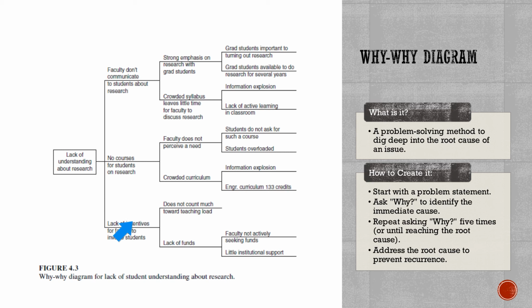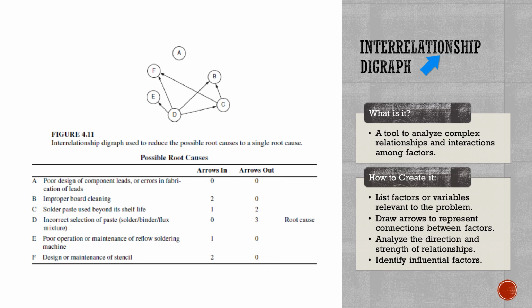Okay. So now we go into the interrelationship diagram. So what is the interrelationship diagram? The interrelationship diagram is a tool to analyze complex relationships and interactions between the potential factors that may cause that problem. So let's say we look into this example here.